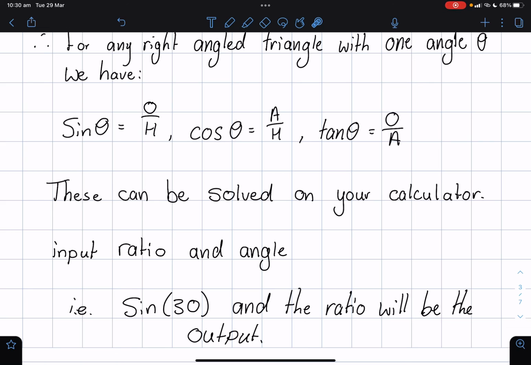In the next video, we will actually practice starting to use these ratios to find unknown sides.